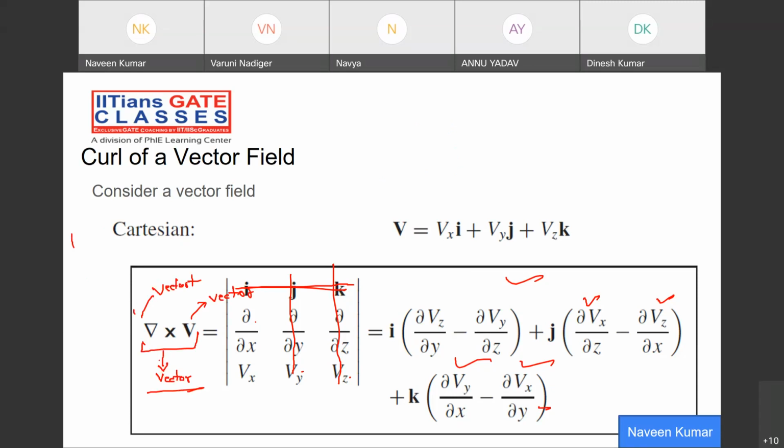But if you see del dot v, this is a vector, this is a vector. This is the divergence. What will be the result? Scalar. Very good. This will be a scalar. But the cross product, if you see, will be a vector. Why is it so?